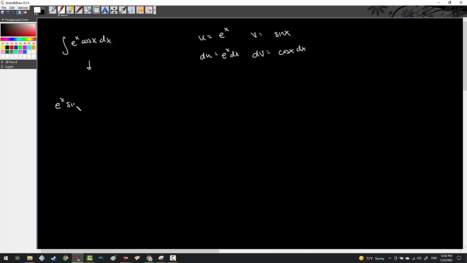u dv minus the integral of v du. So sine x, e to the x du, right? Okay, well, we've been in this situation before where we have to, I'll go and clean them up a little bit. So e to the x sine x minus the integral of e to the x sine x dx.